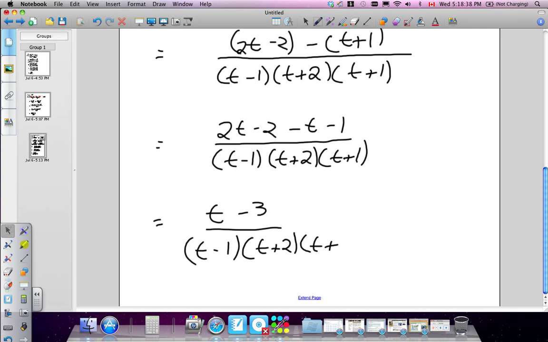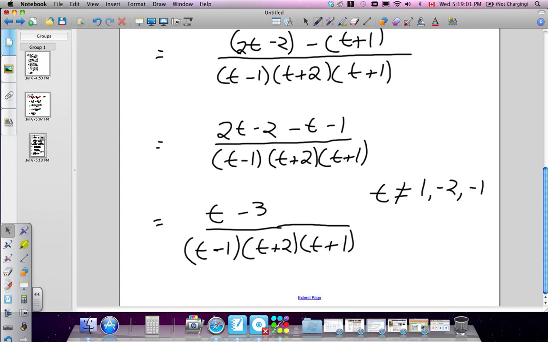My restrictions are, I'm going to have 3 of them. t cannot equal 1, -2 and -1. Right? So those are my 3 restrictions. Now, they may want you to expand the bottom, but essentially it's the same answer. If you were to expand it, do you know how to do that? Okay.